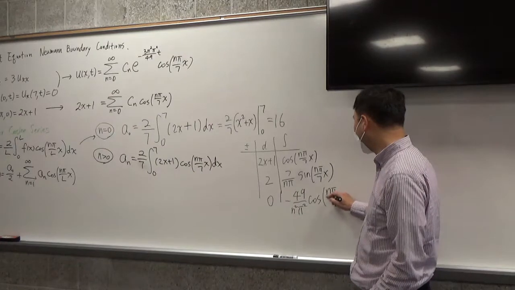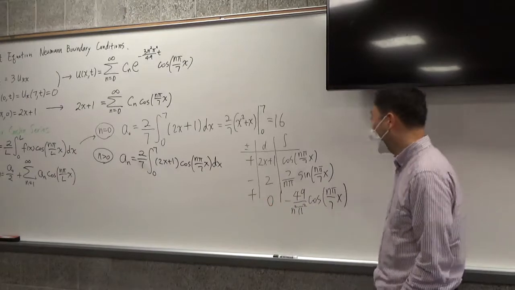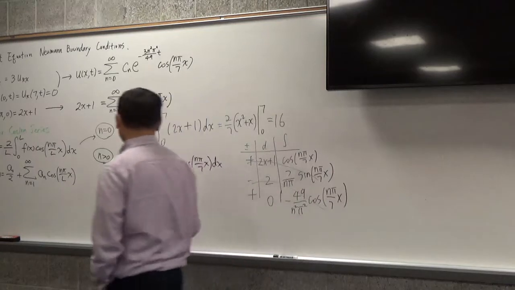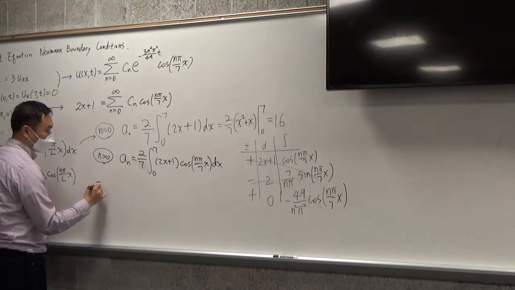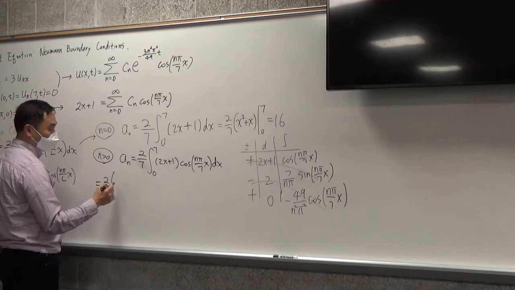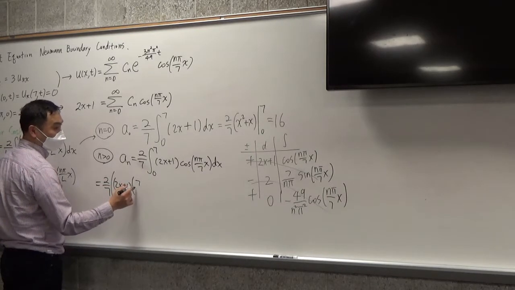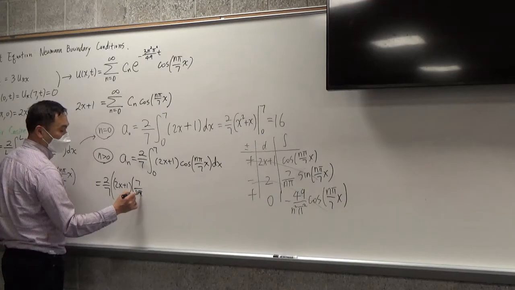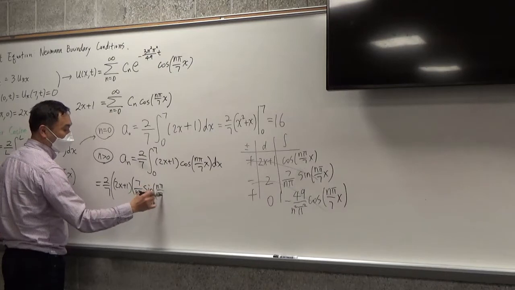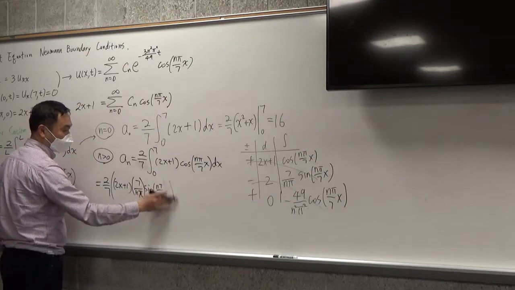Cosine n pi over 7, and you have plus, minus, and plus. Then you have to multiply like this and like that. So the result is that you have 2 over 7, and you get 2x plus 1, 7 over n pi, sine n pi over 7. Sorry, there should be x here, n pi over 7x.